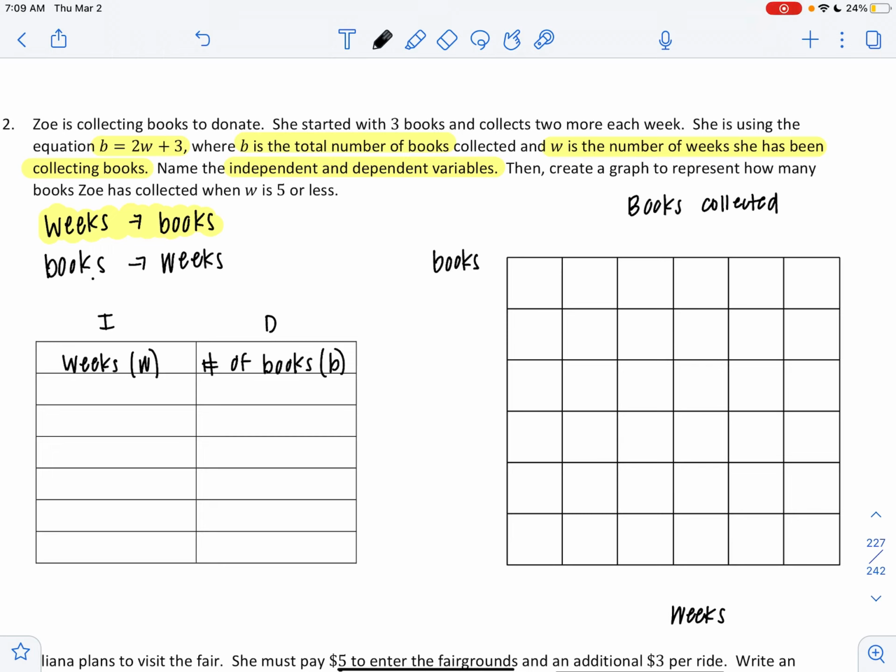Now, in order to complete the graph, you'll want to first complete the table. They're asking us about the first 5 weeks. And we already know the pattern based on this equation. She collects 2 books per week, and she started with 3 books. That's all the information you need to complete the table, which will then allow you to complete the graph, and you've already named the independent and dependent variables.